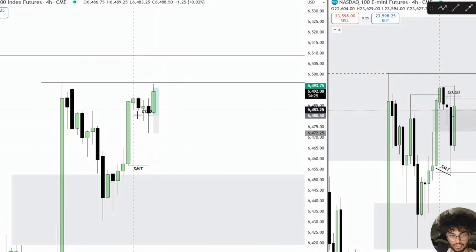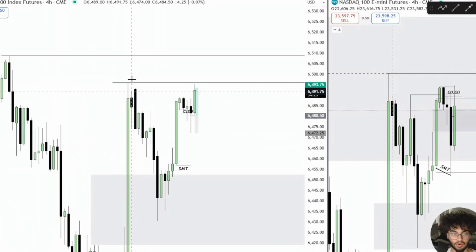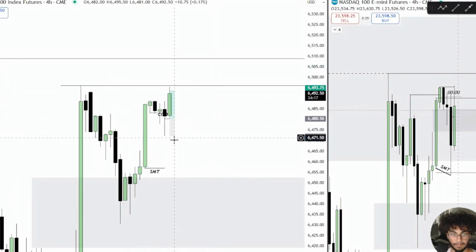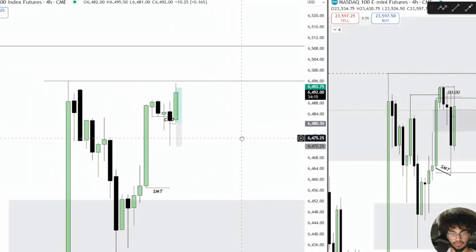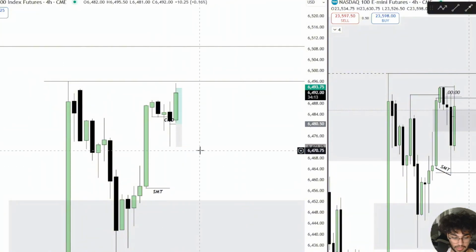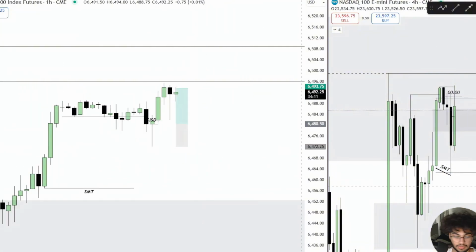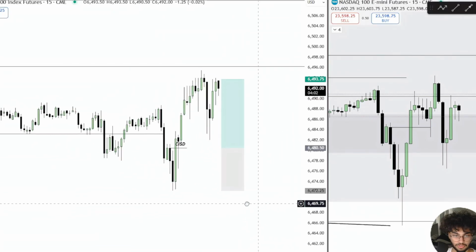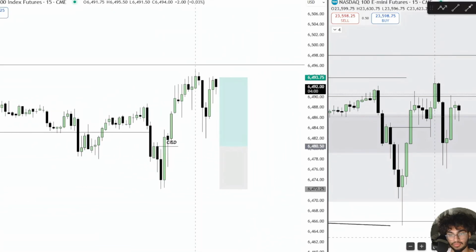So after seeing this, and after all these failure swings, as well as the daily candle opening up like this, my thesis was bullish, right? And if you go down to the lower time frame, the 15-minute, my entry was aligned with the 4-hour fair value gap.